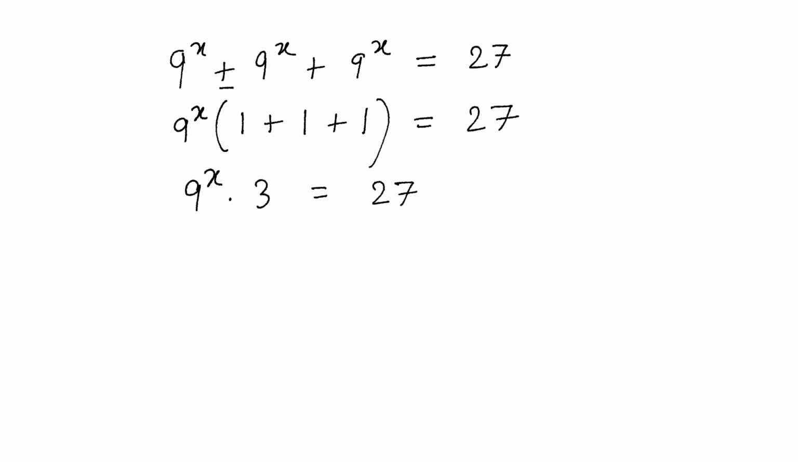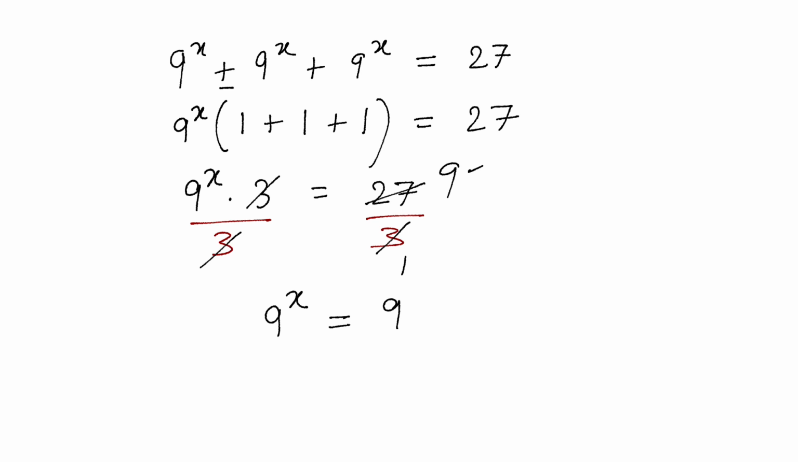And now if we divide both sides by 3, what do we get? We can cancel the 3 on the left hand side, and on the right hand side it is 3 1s are 3, 3 9s are 27. So the expression we get is 9 raised to the power x on the left hand side is equal to 9.